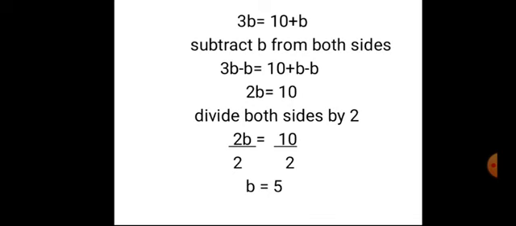You can also quickly check for that. Put in 5 in place of b. So we have 3 times 5 equals 10 plus 5. 3 times 5 is 15, and 10 plus 5 also is 15. So that's correct. So let's move to the last example.